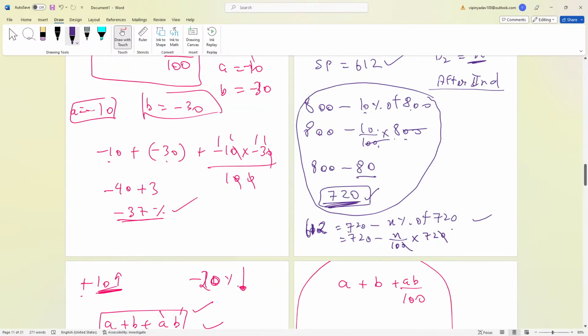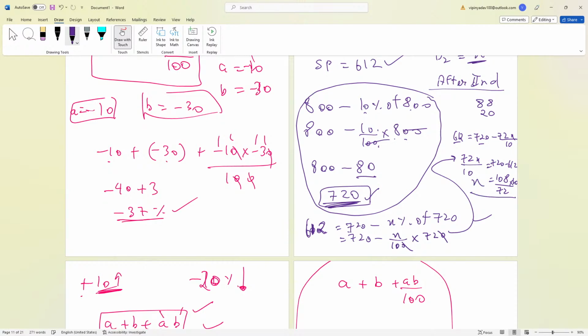So how can I solve it? Let me show you. It will be 612 equals 720 minus 72x by 10. Now take this on the other side: 72x by 10 equals 720 minus 612. Now it is just the calculation. It will be 108. So 108 divided by 72 times 10.